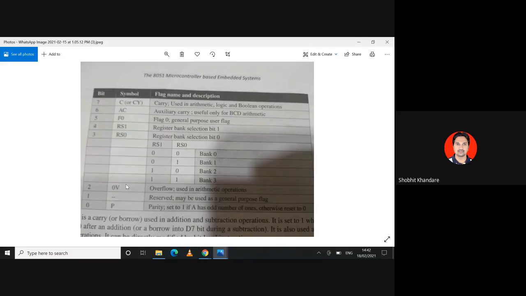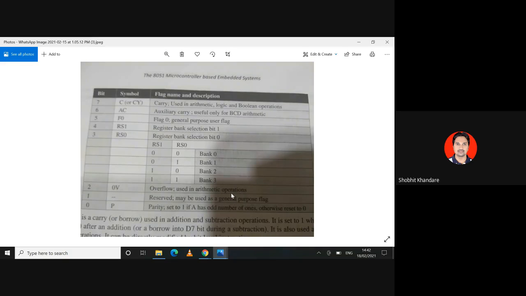Bit number 2 is OV. It is not 0V, it is OV. So what is OV now? Side by side, if you want, you can write down. While I explain these bits, you can write in your own words, or else you can see on the screen also. Now the second bit is OV. OV is nothing but overflow. आगे क्या लिखा है? Used in arithmetic operations.